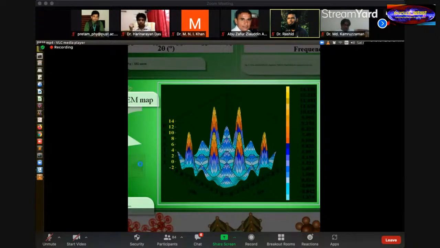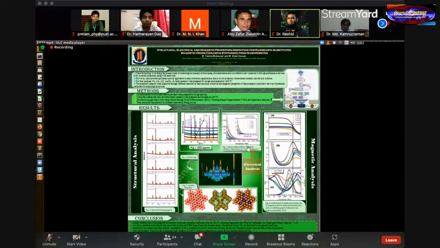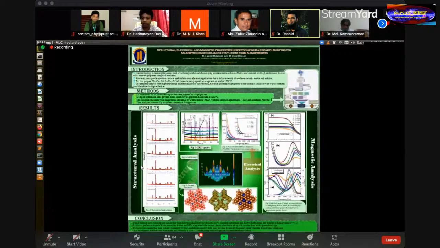After this is the structural analysis for our sample. Then we move towards our electrical analysis. This is the dielectric constant curve for our samples, and this is the curve after fitting to the modified Debye equation. We have seen the theoretical data fits very well with the experimental data, and from this fitting process, we have found that our dielectric nature is non-Debye type.